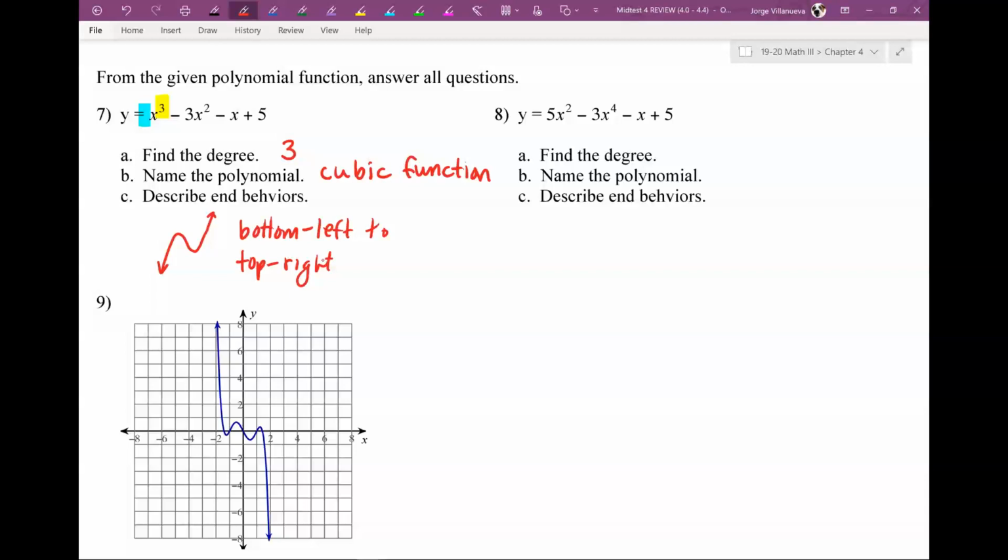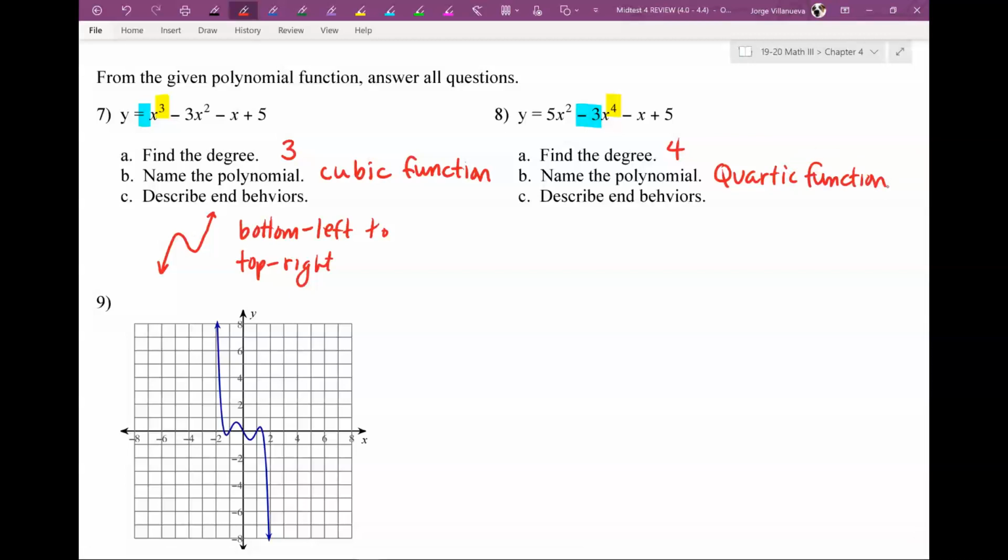Now for the next one, what's the highest degree that we see? We see a 4, right? It's kind of hidden in the middle. But there's a 4. And then based on that degree, we look at the number in front of it. That's a negative 3. So let's answer the questions here. The degree is 4. Name the polynomial. It's going to be a quartic function. Or you could just say function of degree 4. But I don't know which options they're going to have for you if you have to pick one.